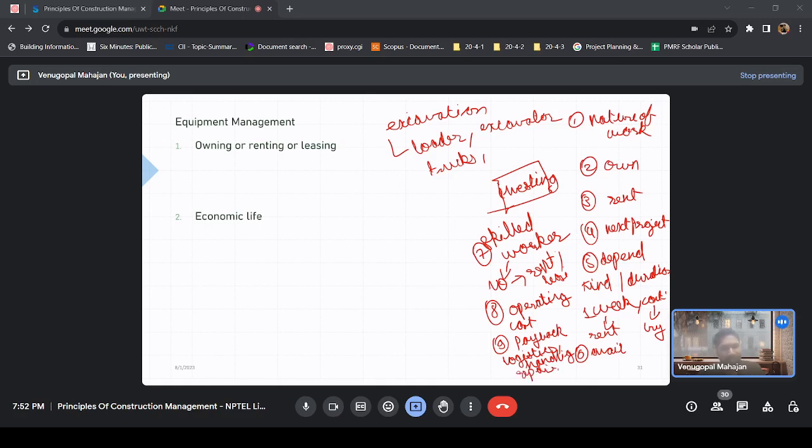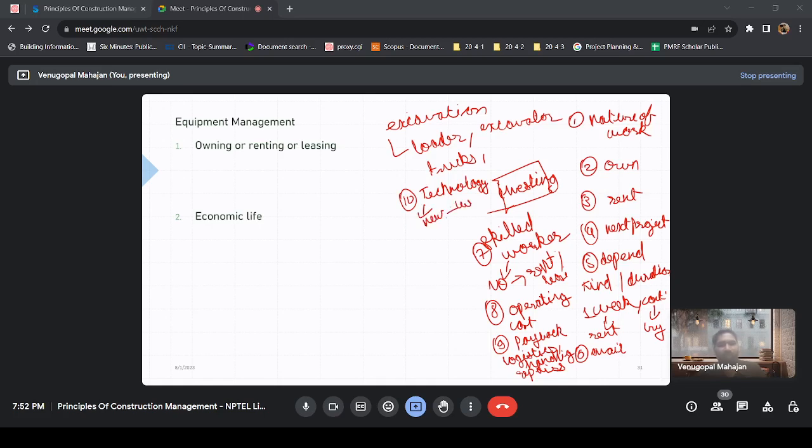Anything else? I mean, finally, I'm getting a list that I was expecting from the beginning. So I'm quite happy. Thank you, everyone. So technology also. Okay, how will technology decide to own or rent? Sir, if we buy an equipment, after a few years new technology comes up, so it's a disadvantage since we bought an older technology one.